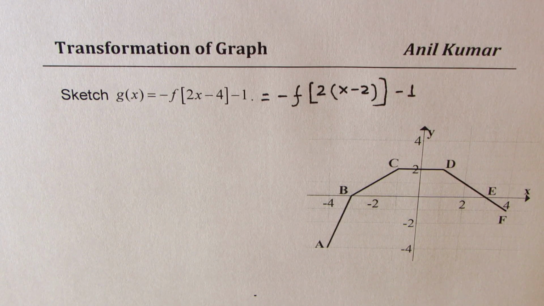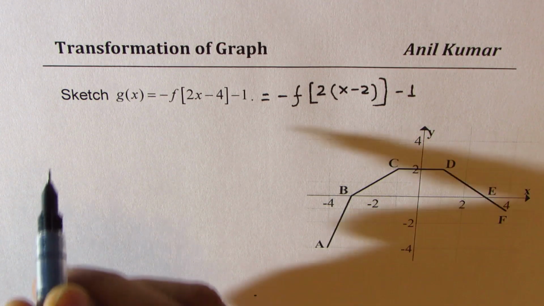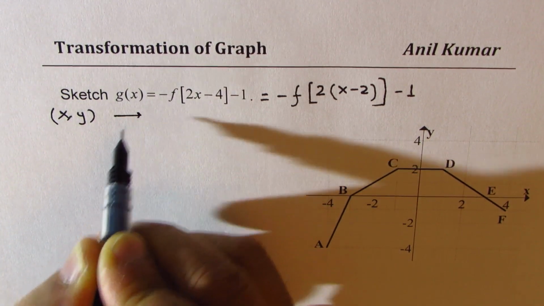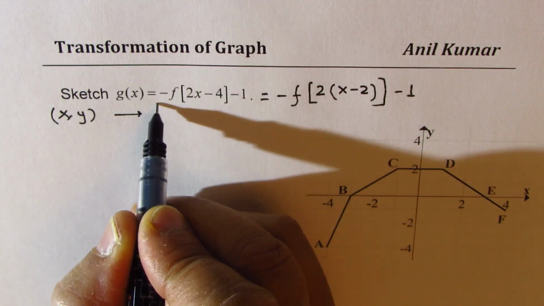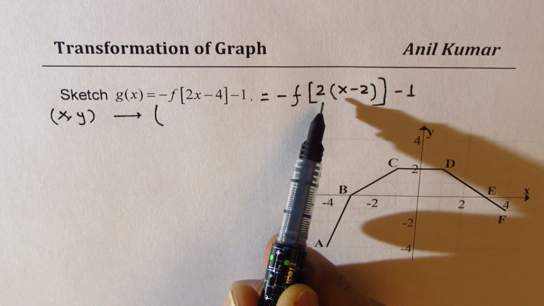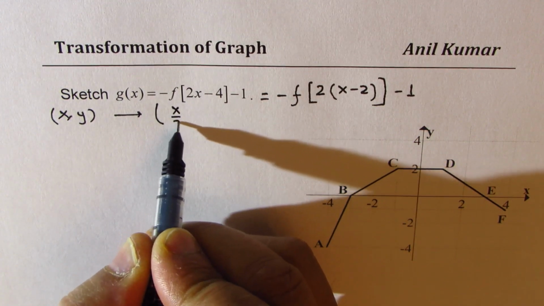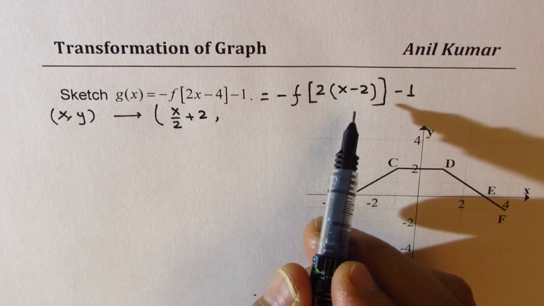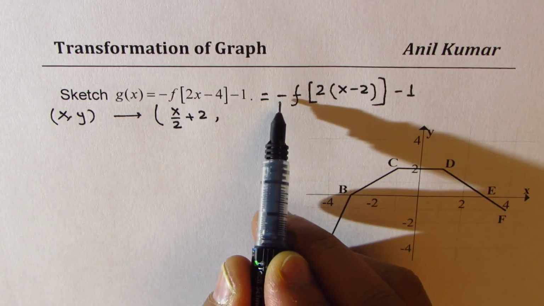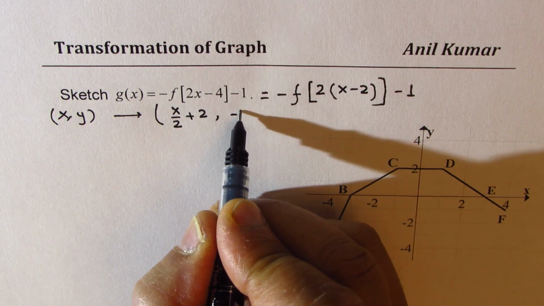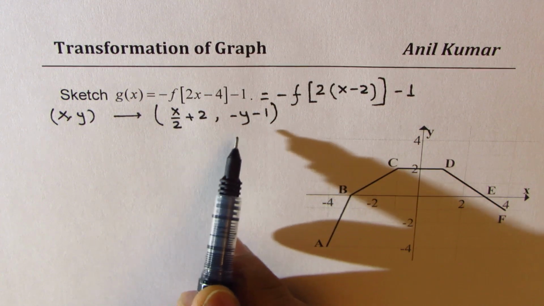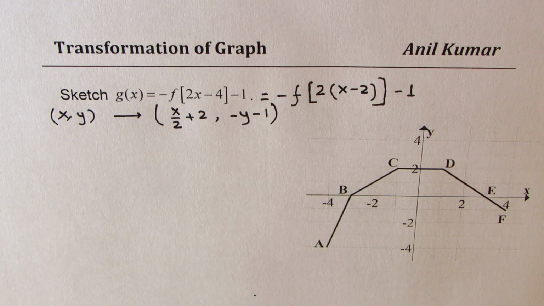Now that should give you the transformation of points. So we'll actually sketch the graph in one step after calculating image points. If x and y are the points on the original graph, then the transform function will have points where the x value will be half, then we have to add 2, moving 2 units to the right. As far as the y values are concerned, they have to be multiplied by negative 1, so become negative y, and then we'll take away 1. So that gives you the coordinates of image points.